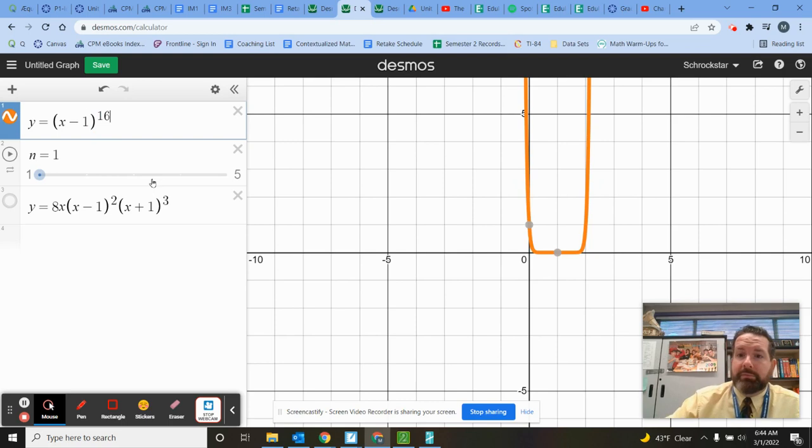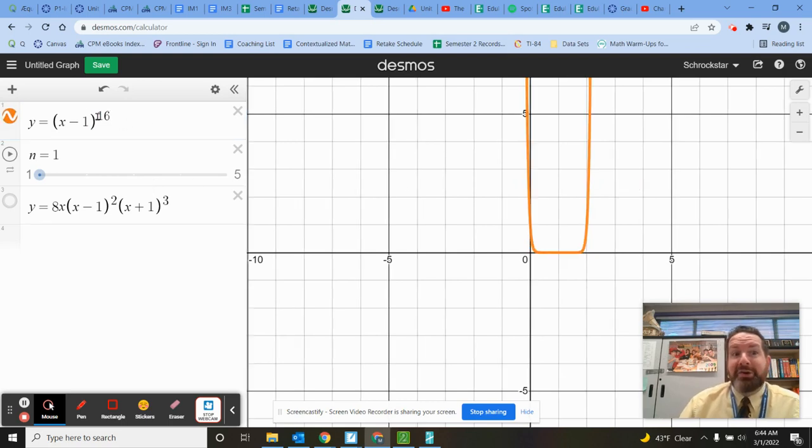If we pick even a big one, there you go. Now, the higher your exponent, the flatter the intersection looks. But they're all kind of this U shape going on.